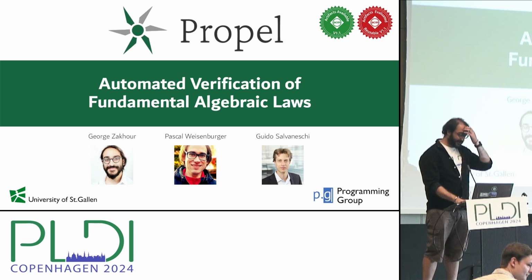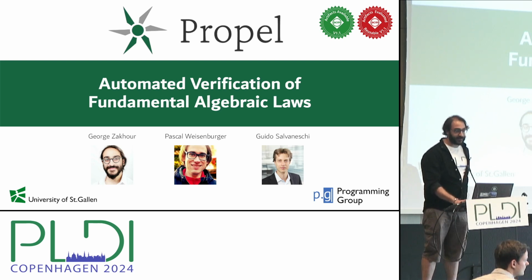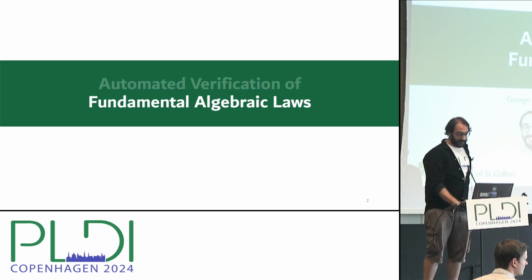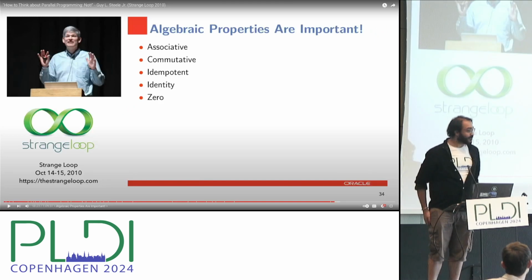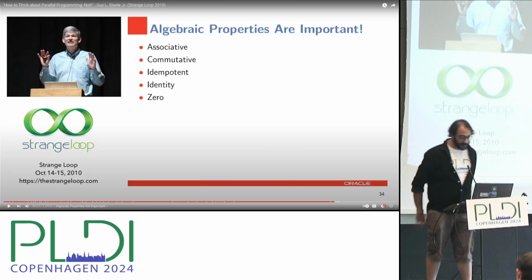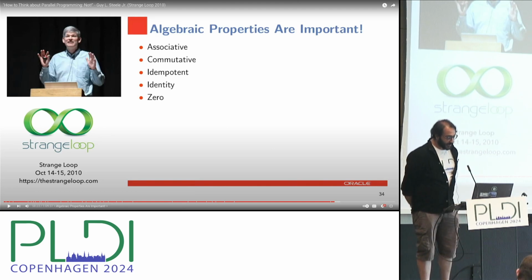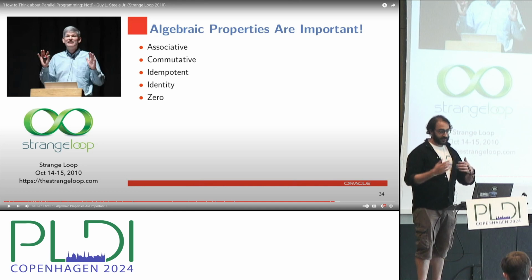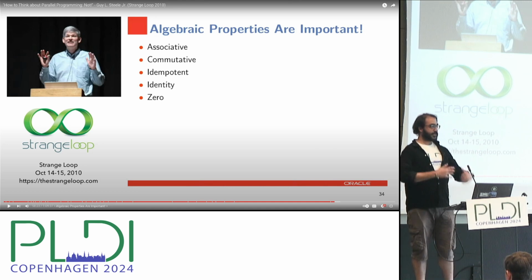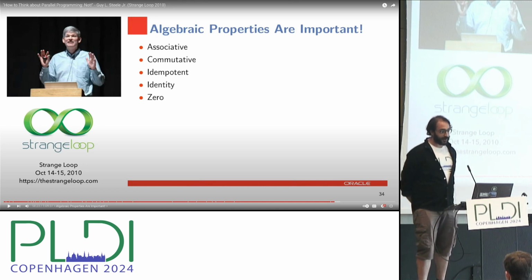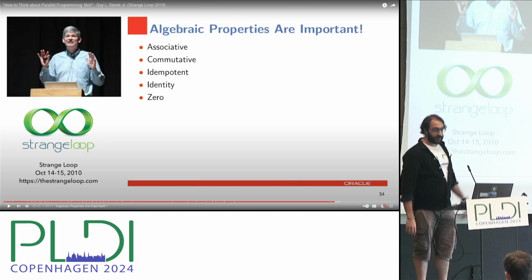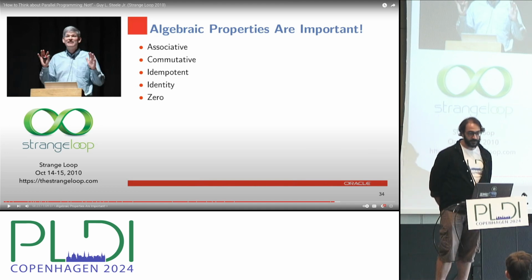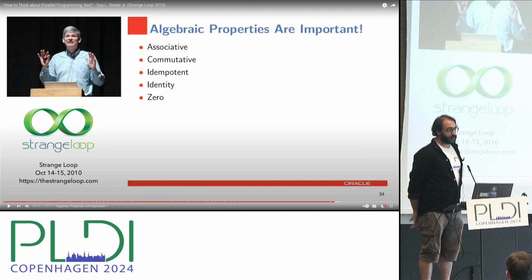So let me tell you a little bit about what these fundamental algebraic laws are. But it's not me who will tell you what they are. It's instead Guy Steele who will tell you. In 2010, so that's 14 years ago, he gave this keynote at Strange Loop, and he was giving his advice about how to think about parallel programming. He ends his talk by saying, everything else doesn't really work. You should just think in terms of algebraic properties at the end. But that was just 14 years ago.